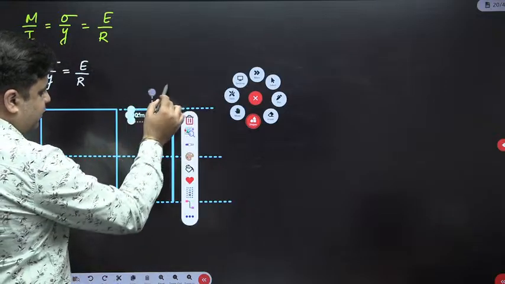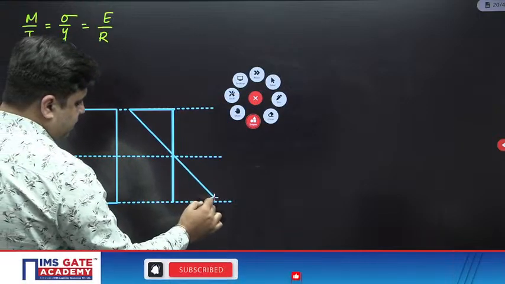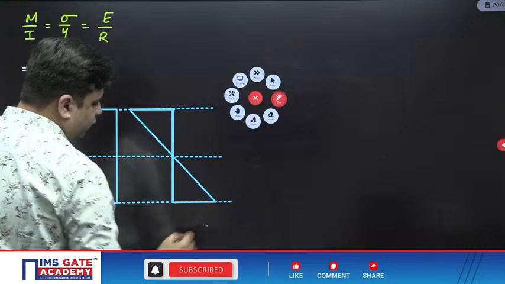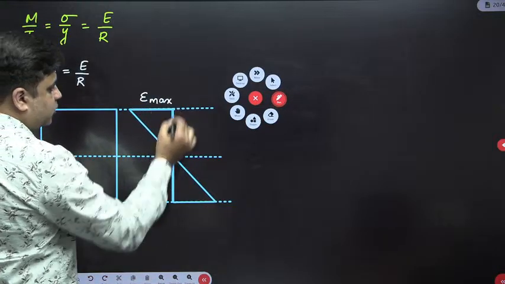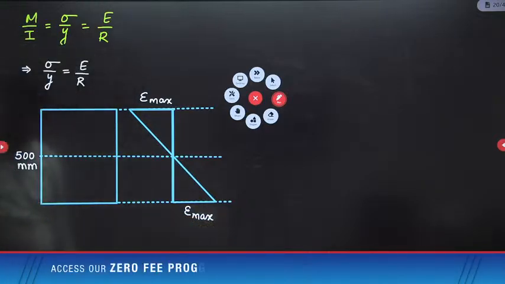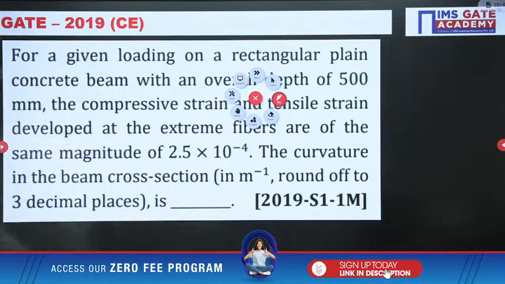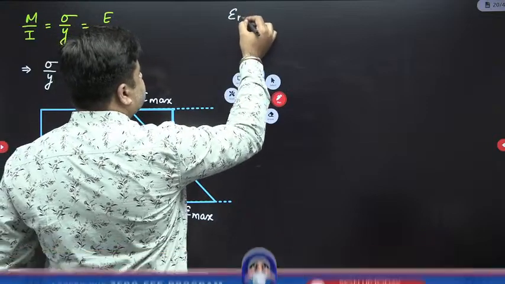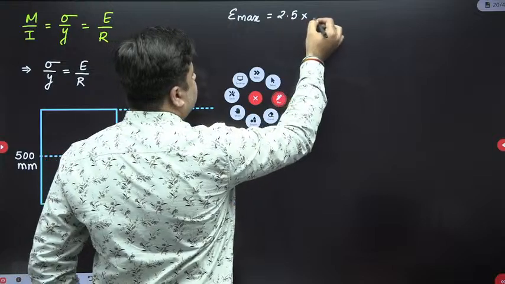The maximum strain coming over the beam is at the extreme fibers, and the value of this strain is known to you. This is epsilon max and this is also epsilon max. The value of epsilon max is given to you as 2.5 into 10 raised power minus 4.